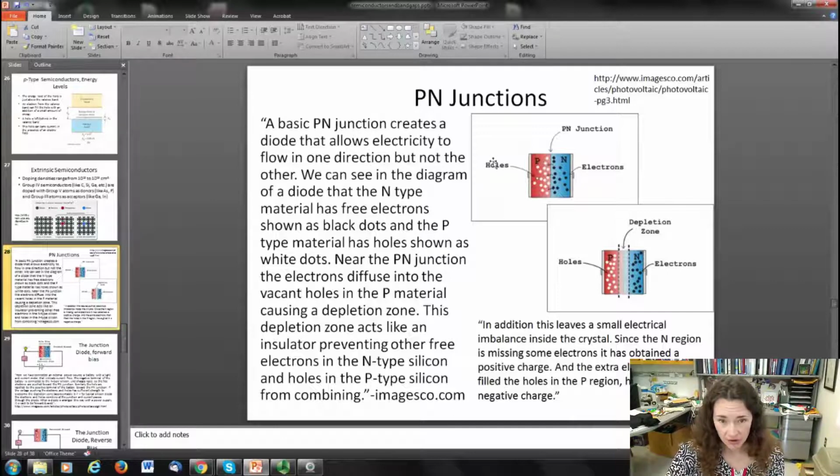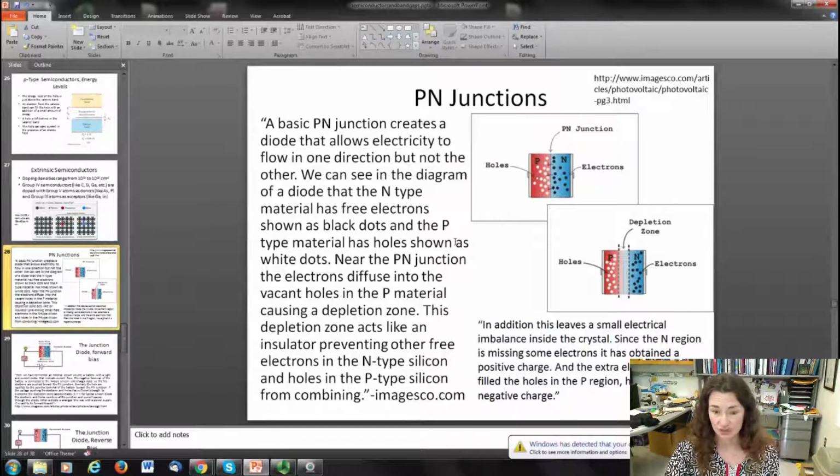Here from this diagram we can see a diode where the N-type material has free electrons shown as black dots and the P-type material has holes shown as white dots. Near the p-n junction, the electrons diffuse into those vacant holes in the P material, and this creates what's called a depletion zone. The depletion zone acts like an insulator which prevents other free electrons in the N-type silicon and holes in the P-type silicon from combining. In addition, this leaves a small electrical imbalance inside the crystal.